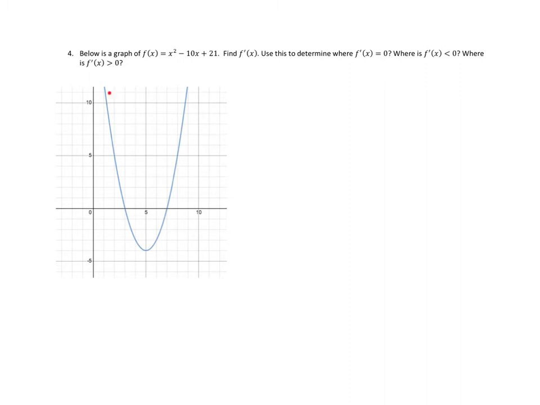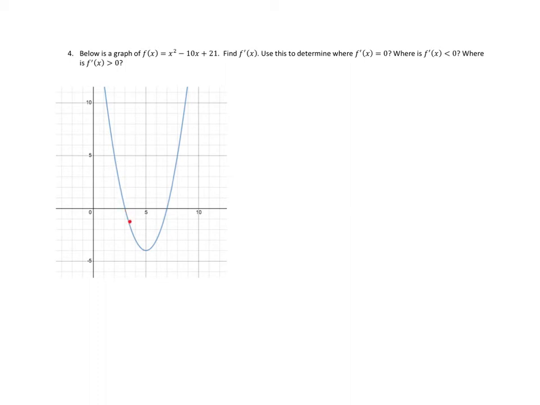All right, so here we have a graph of x squared minus 10x plus 21. I want to find f prime of x and then use that to determine where the derivative is 0, negative, and positive. Now, I think we're going to be able to answer these without even taking the derivative. And I'll start by saying, well, where's the derivative equal to 0? That is definitely this spot right here.